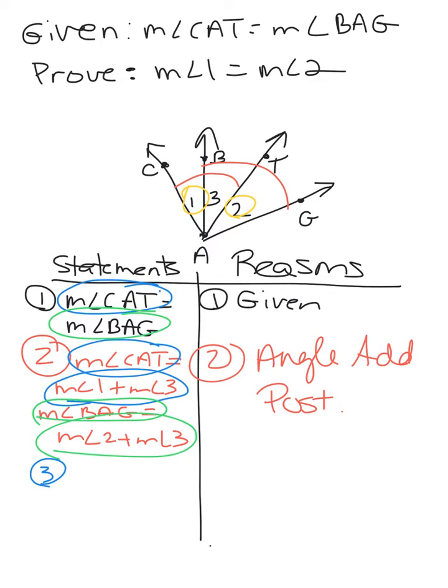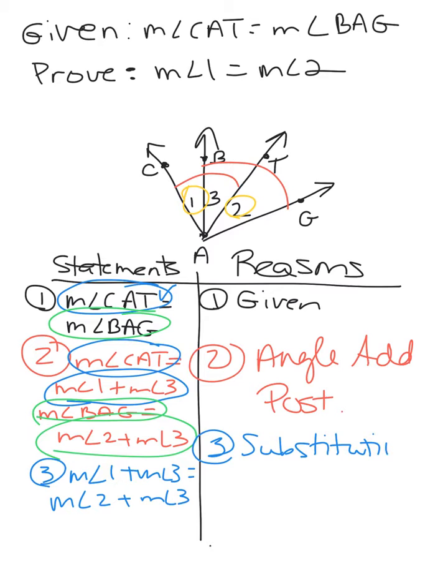So if I move things around or replace things like we've been saying, I can say that because the measure of angle CAT, which is the same as the measure of angle 1 plus the measure of angle 3, because I said in step 1 that the measure of angle CAT and the measure of angle BAG are equal, I can say that the measure of angle 1 plus the measure of angle 3 is equal to the measure of angle 2 plus the measure of angle 3. And the reason I can say that is because of substitution. Substitution, property of equality, because I move things around. I had two equal statements, actually three equal statements, and I moved things around a little bit to come up with a new equality.